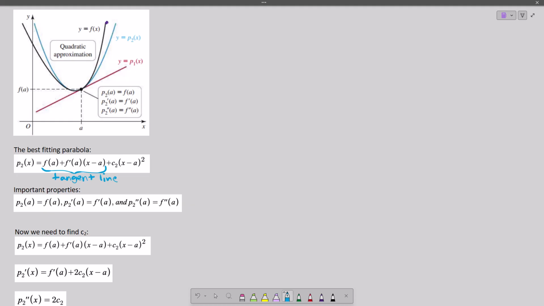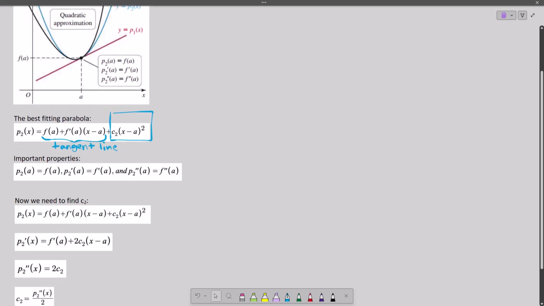What we're going to do is add a quadratic term to that. So we're going to say, okay, we've got this line, it's a tangent line, now let's add a quadratic term. And we need some things to happen here. When we built the tangent line, we needed two things. We needed value and slope to match. The tangent line is the best linear approximation because the value matches and the slope matches.